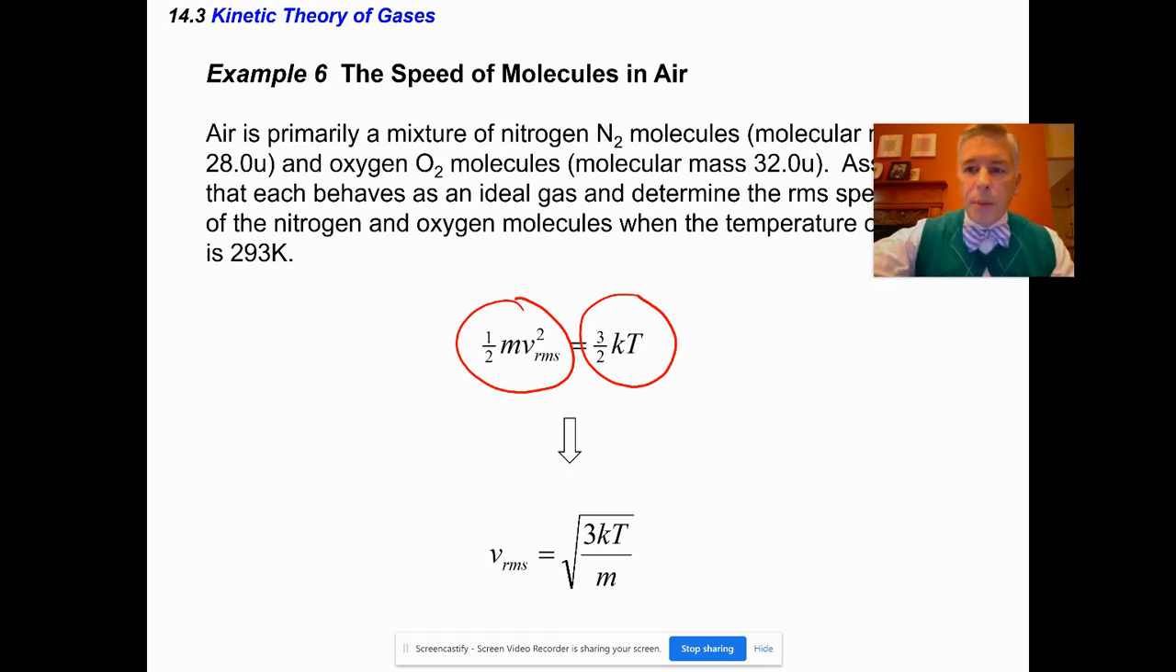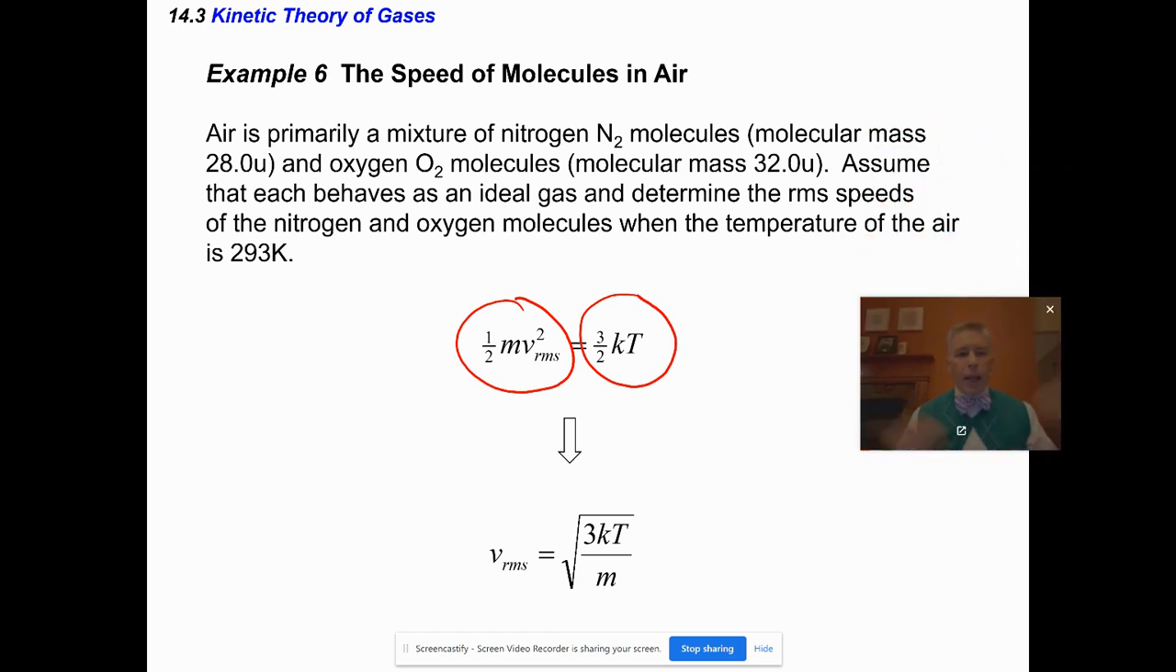So let's try a little sample problem. Air, we know, is mostly nitrogen and oxygen, and I've got the molecular masses of both of them. Let's assume that each behaves as an ideal gas. It's a common thing that we do. We're going to try to determine the root mean square speed, so the speed of these nitrogen and oxygen molecules in air at a temperature of 293 Kelvin. 293 Kelvin is 20 degrees Celsius, so you're talking about somewhere around 70 degrees Fahrenheit.